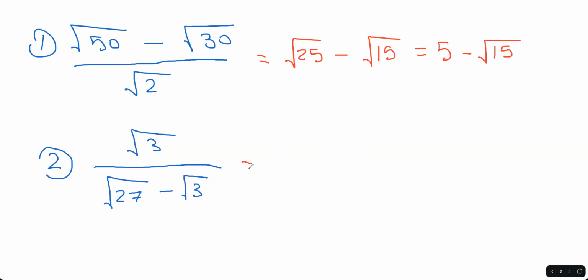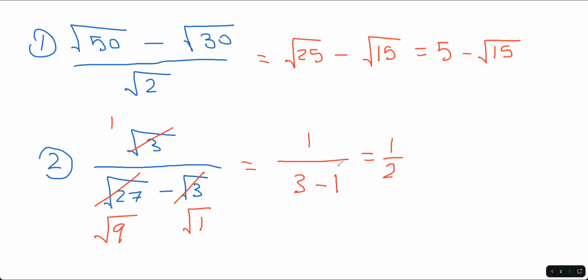So now some of you think, since we could do this, then maybe we could go: root 3 goes into itself once, goes into root 27 root 9 times, and then it goes into root 3, root 1 time. And so we have 1 over root 9, which is 3, minus root 1, which is 1, and that would give me 1/2. Okay. So some of you wrote this answer, okay?